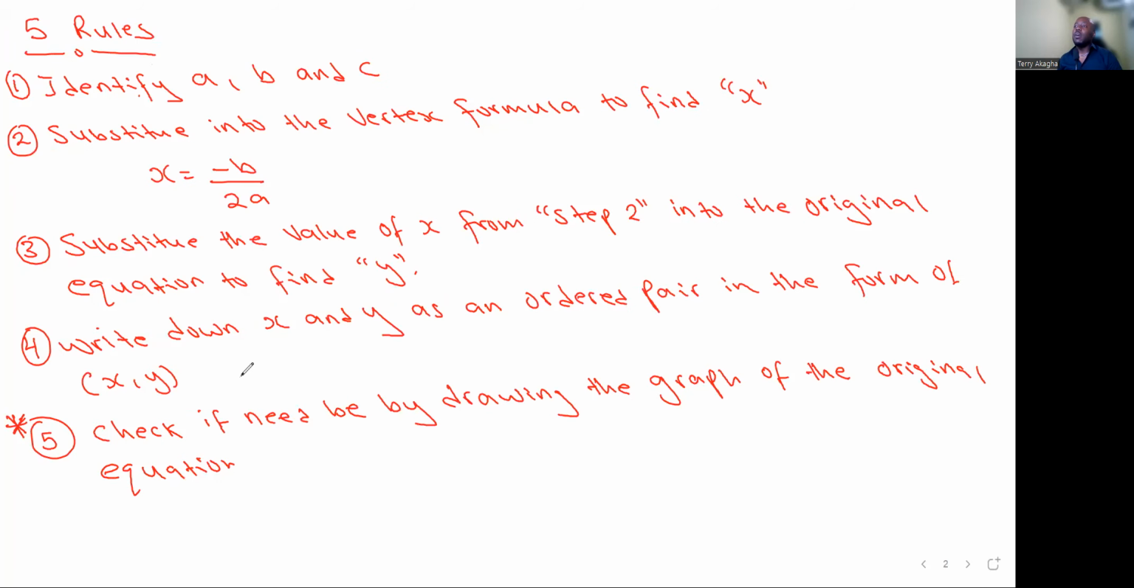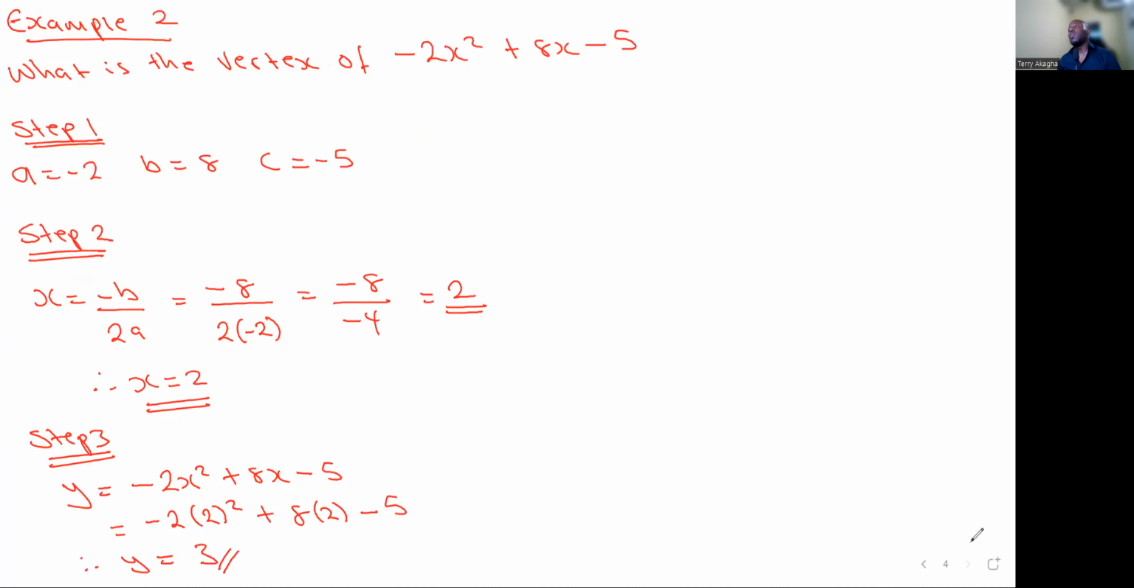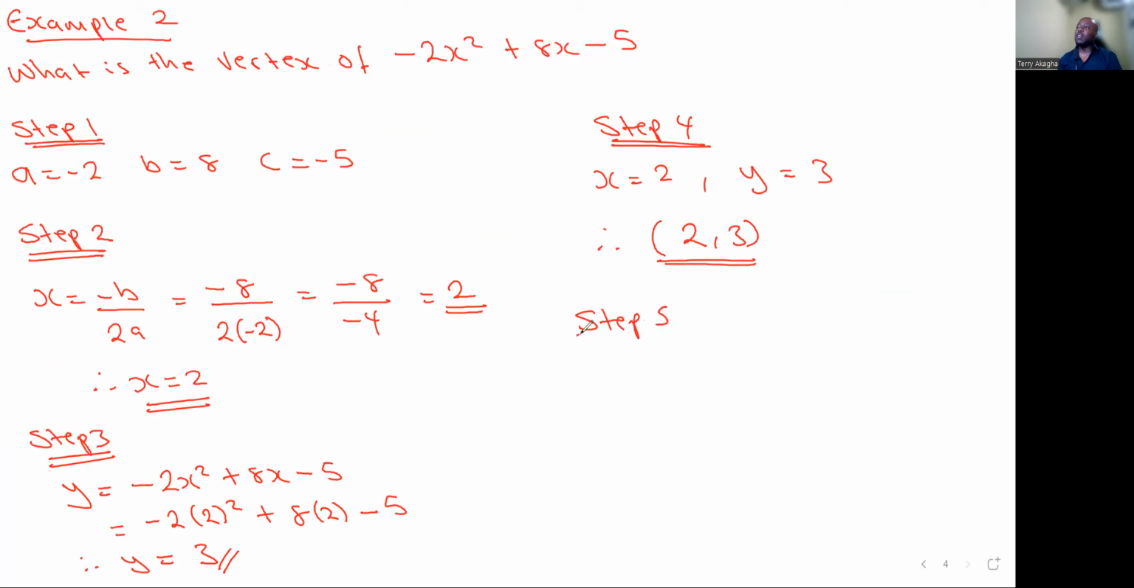Then step 4, write down x and y as an ordered pair in the form x comma y. For step 4, we know our x is equal to 2. We know our y is equal to 3. So therefore, the vertex for this is going to be 2, 3. And like I said, step 5 is the sketching. You can sketch and confirm yourself, and you'll see that the vertex for this is going to be at 2 and 3. Okay, and that will be that for that.